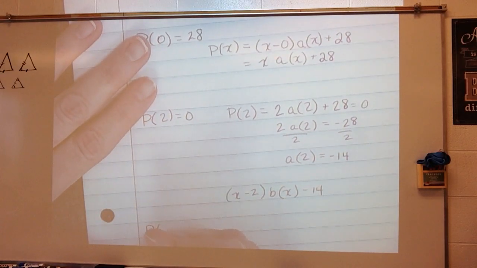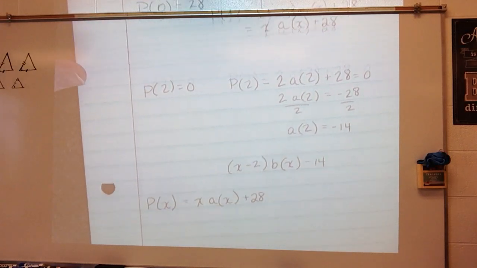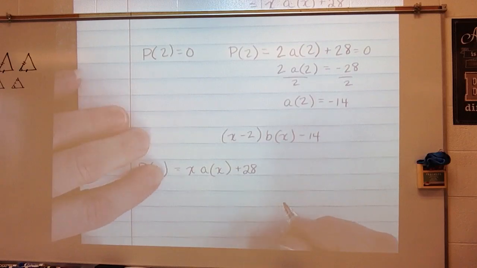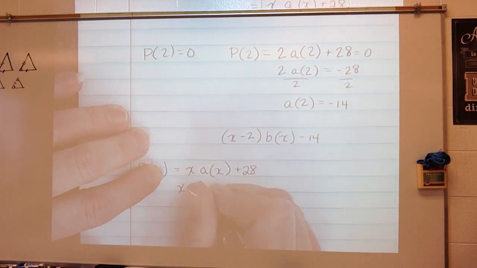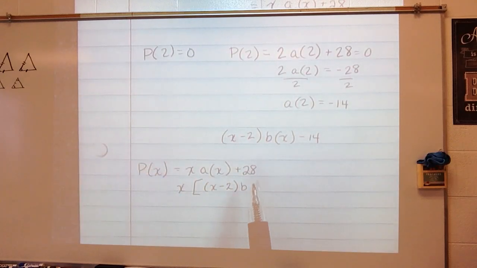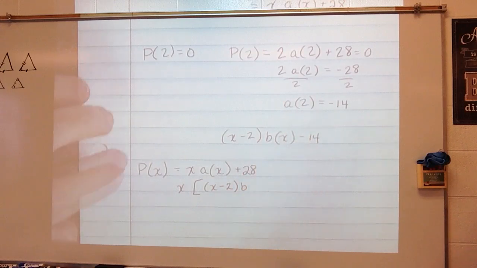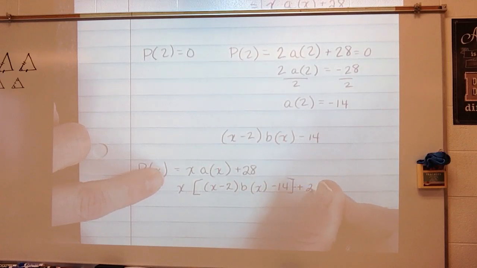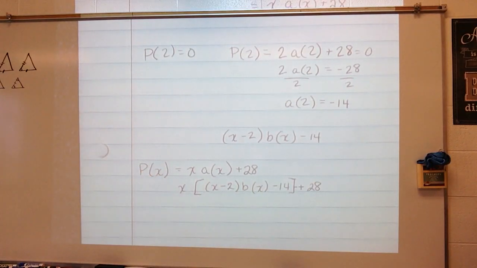Once again, guys, I know this is a little confusing. Just stay with me. Alright? So now I've got x minus 2, because we said a of x, alright, b of x minus 14 plus 28. I'm just kind of substituting in what I know.